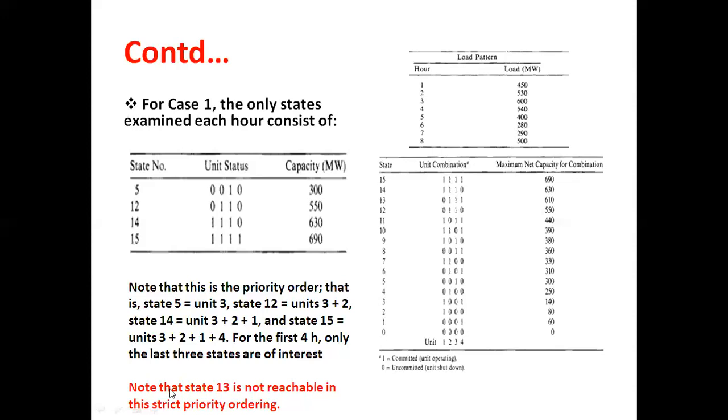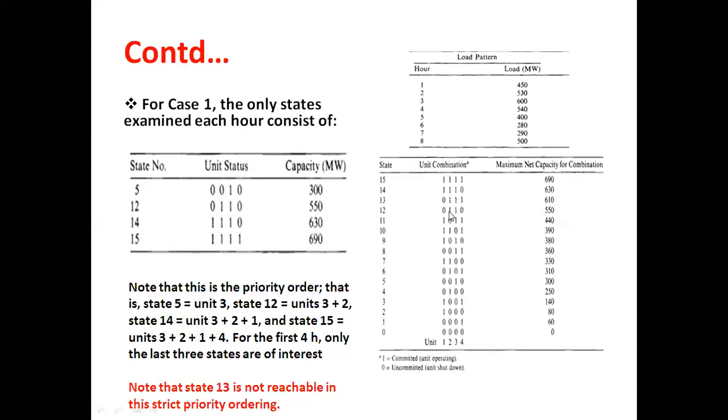And it is clear that state 13 is not reachable in the strict priority ordering. When you go from state 12 to state 13, it is seen that at state 12, units 2 and 3 are on, and in state 13, units 2, 3 and 4 are on, but it's violating the strict priority method.